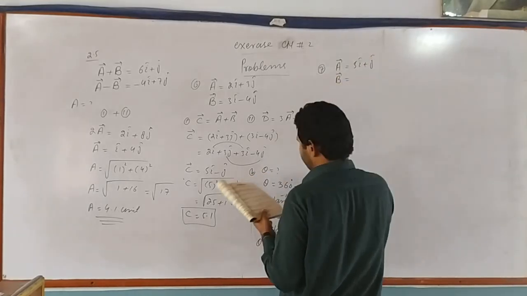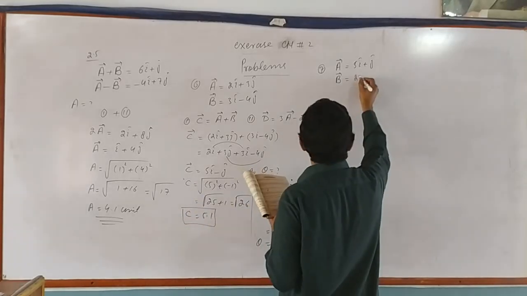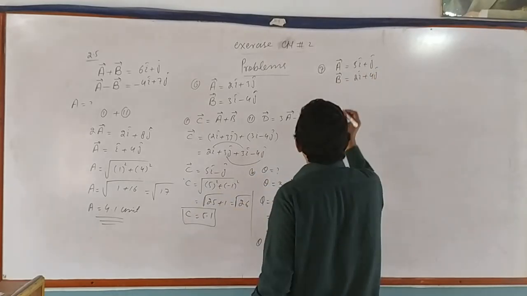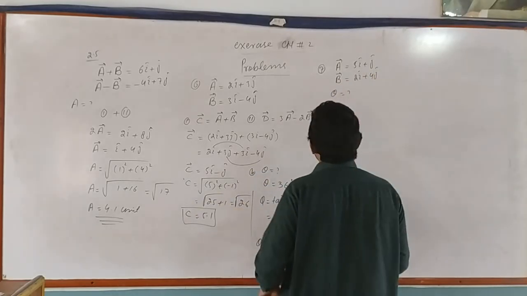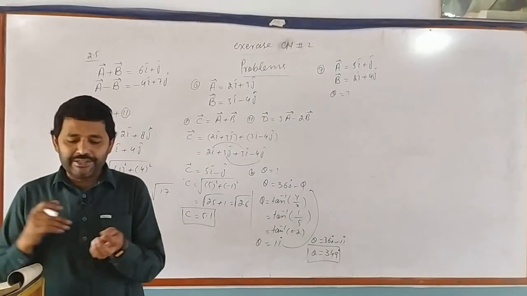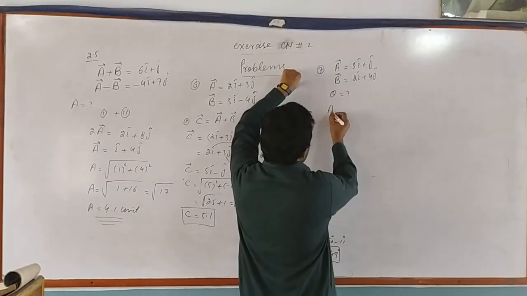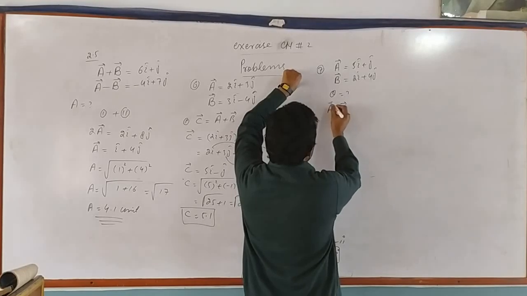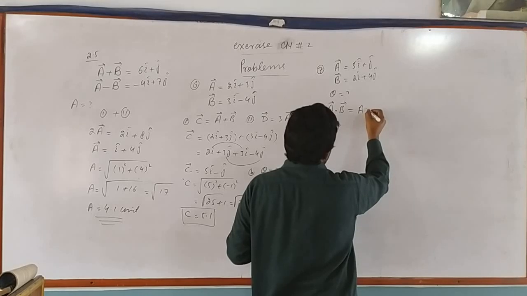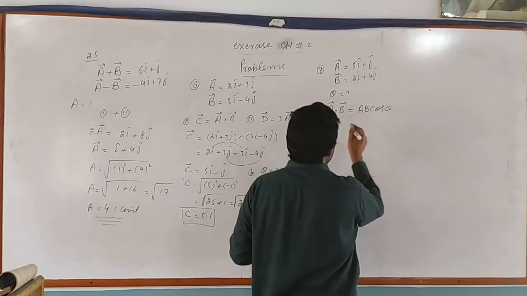Similarly, vector B is given with values 2i plus 4j unit vector. We have to find the angle between these two vectors, which means we have to find the value of theta, which represents the angle between vector A and vector B. Dear students, we know that according to the scalar or dot product of these two vectors, vector A dot vector B is equal to AB cos theta.